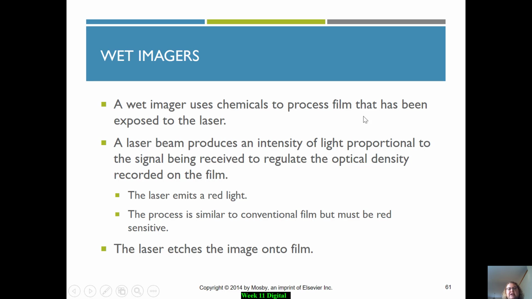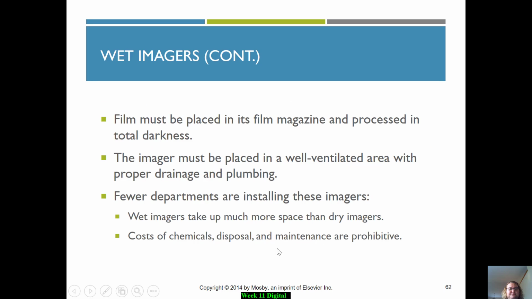So a wet image is one that we talked about when we were using chemicals to process film. So you would have a wet film that came out. So it had a lot of chemicals that would process that film. A laser beam produces an intensity of light proportional to that signal to receive the optical density recorded on your film. That laser is going to be a red light that's going to read. And that laser can also etch the images onto the film.